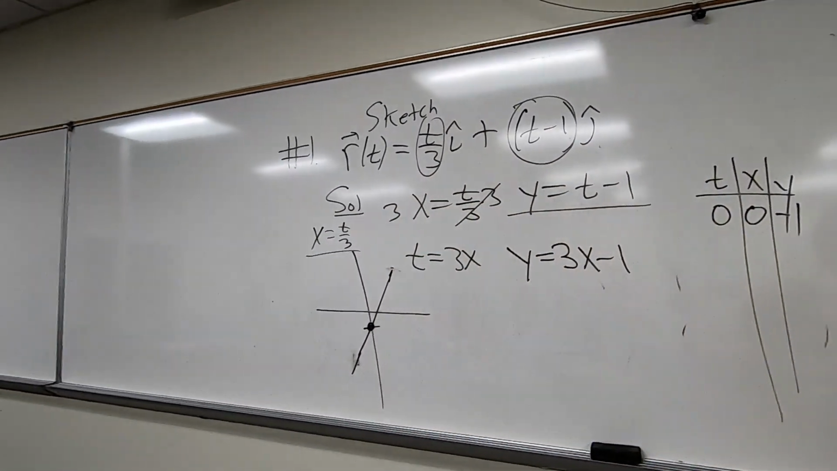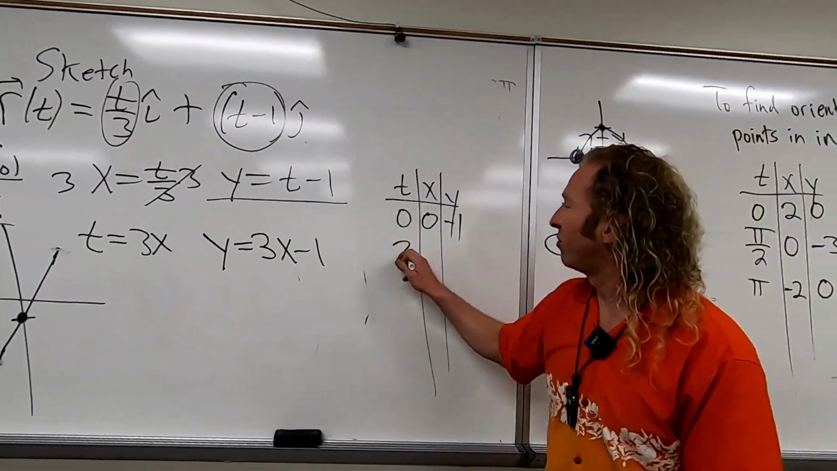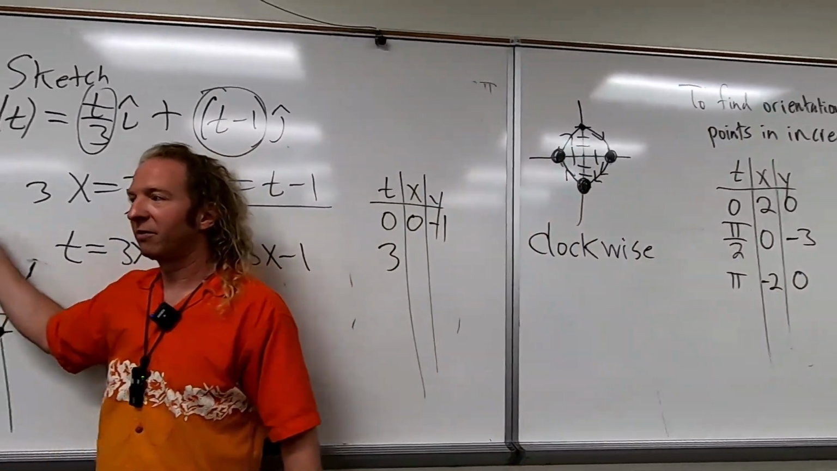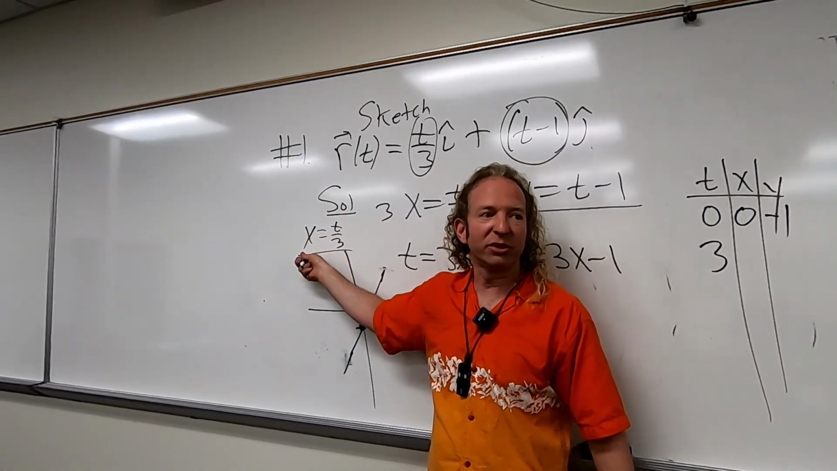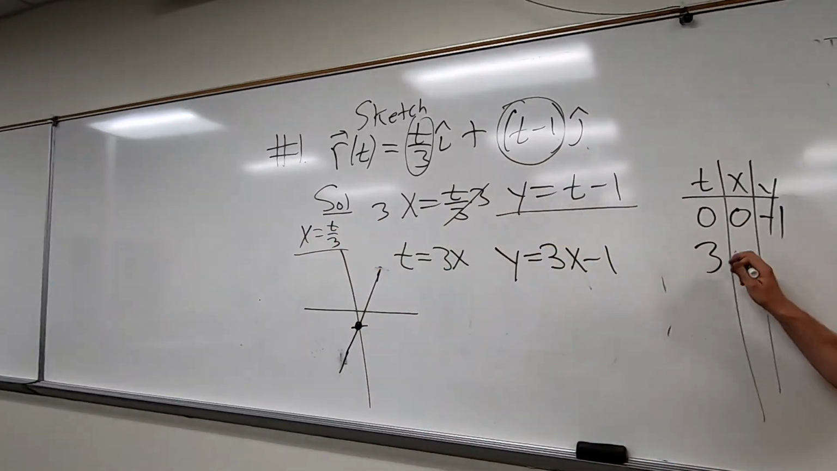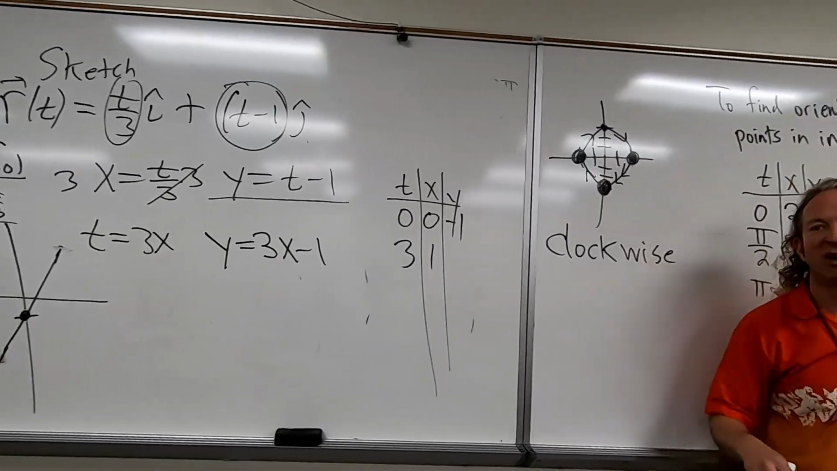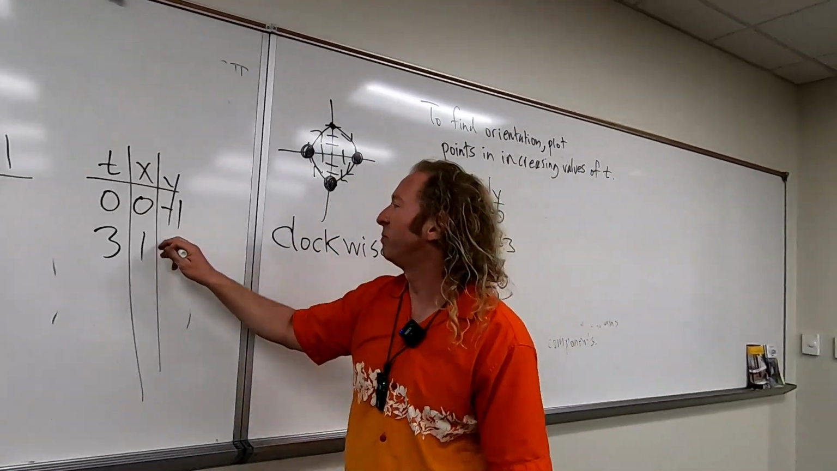How about we plug in 3? Why 3? Because it's t over 3. I want to make it easy. So plug in 3, you get x equals 1. And what would y be in this case? 2. Good, you're still with me. So you know what's going on.